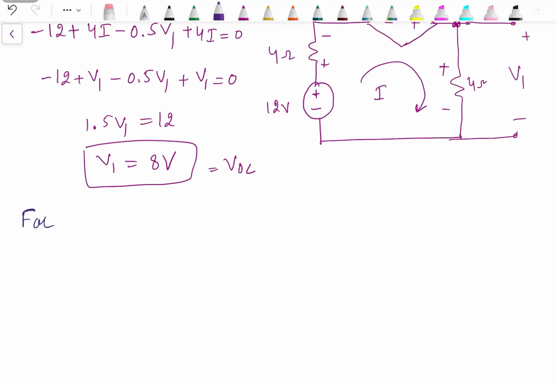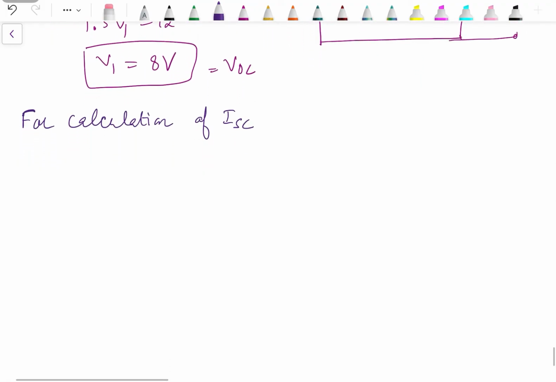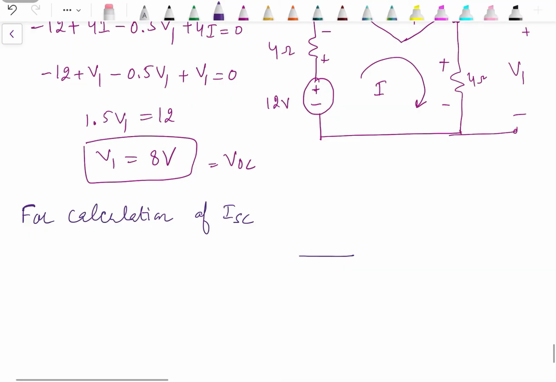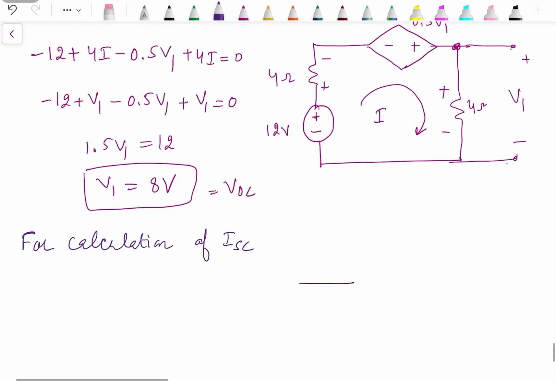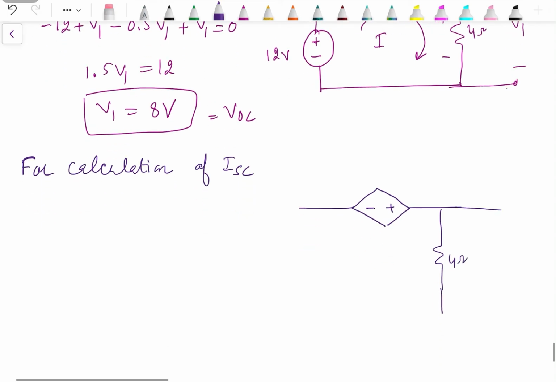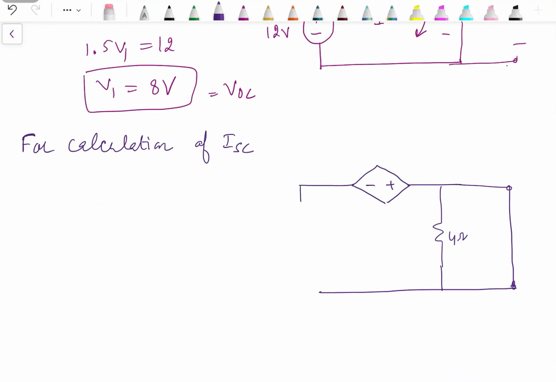Second one is for calculation of ISC. The circuit will remain same with only difference that the load resistance terminal should be replaced by a short circuit. So in this circuit the only change will be that these two terminals will be replaced by short circuit, rest of the circuit will remain same. 4 ohm. So here we will have short circuit, 4 ohm, 3 ampere.